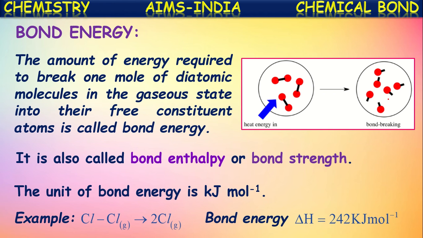For example, if you see chlorine molecules, if we take 1 mole of chlorine molecules in the gaseous state, then the energy required to break all these bonds between the chlorine atoms will be 242 kilojoules per mole. This can be said as the bond energy of chlorine. That means to break 1 mole of chlorine molecules in the gaseous state into respective chlorine atoms, the energy required is 242 kilojoules per mole. This is said to be the bond energy of chlorine gas.